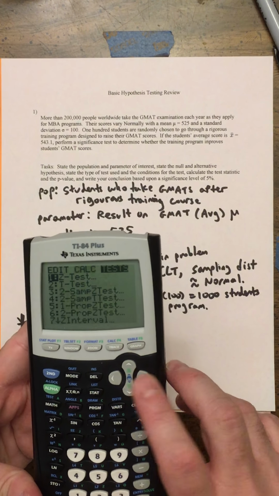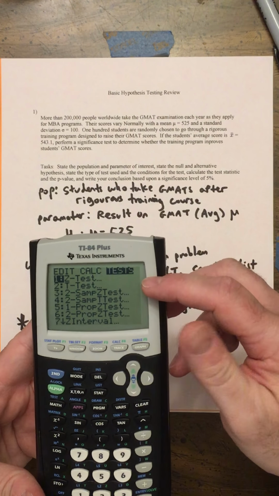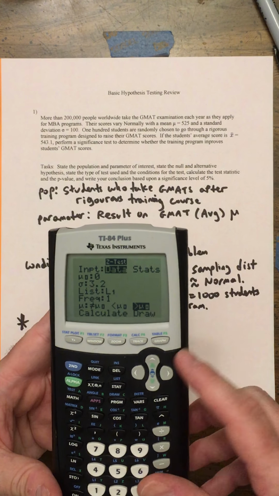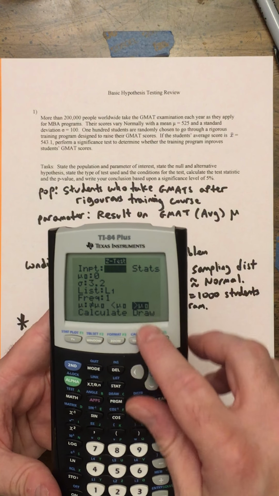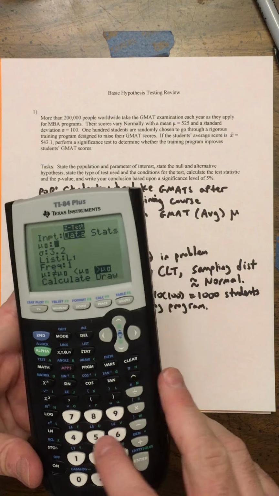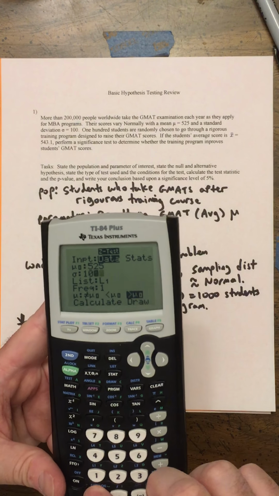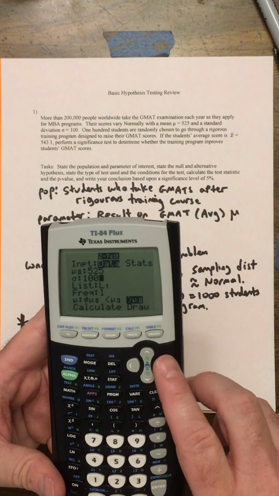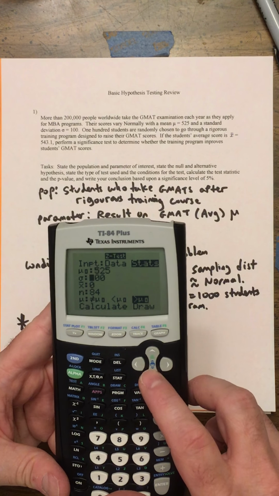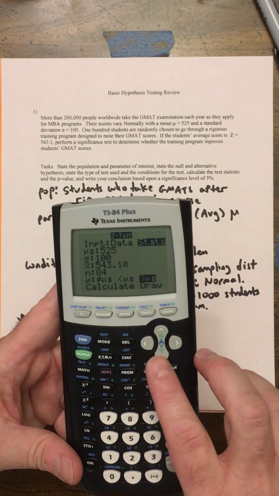You go to stat tests. And remember, your intervals, your confidence intervals, and your hypothesis tests are in there. The hypothesis test is going to be your basic z-test. We have data. The mu value that we're given is 525. The population standard deviation is 100. Oh, I'm sorry, wrong thing. We have not data but stats. So 525, 100. The x bar that we have is 543.1.